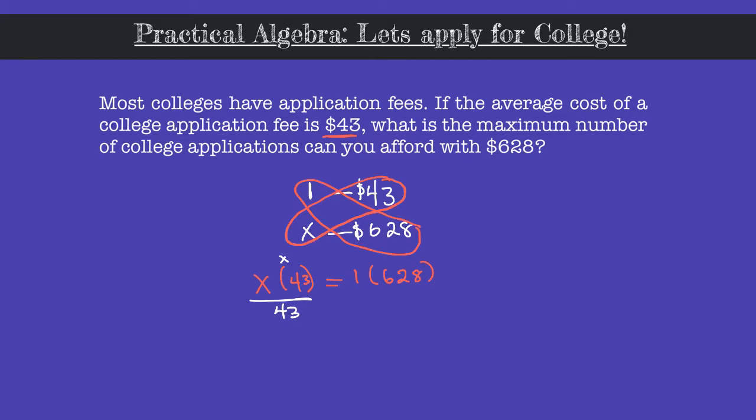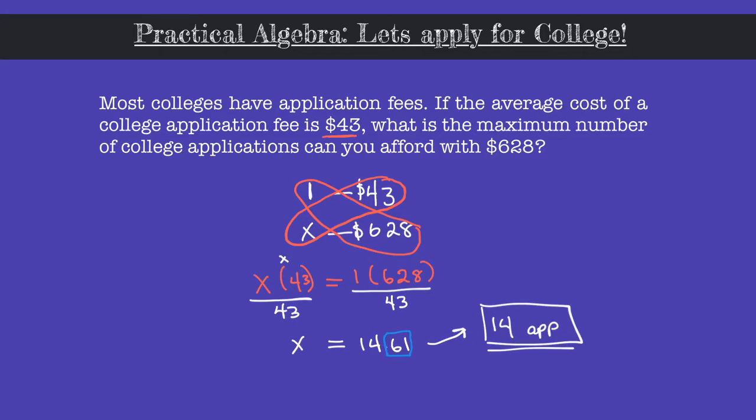Now, what I do on one side of my equation, I have to do on the other side to keep that equality true. So if I divide by 43 on the left-hand side, I have to divide by 43 on the right-hand side. And I'm left with x equal to 14.61 approximately. Now take a look at this 0.61 at the end. People don't give out 0.61 applications, so the decimal part does not matter in this case. In actuality, I can only afford a maximum of 14 applications.